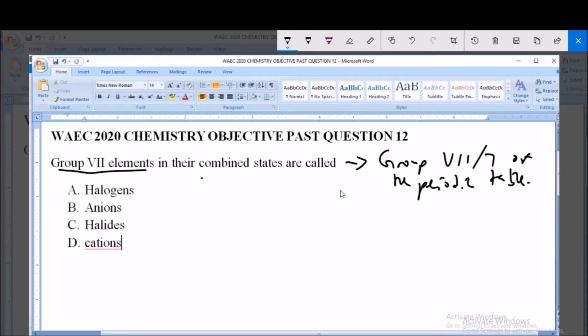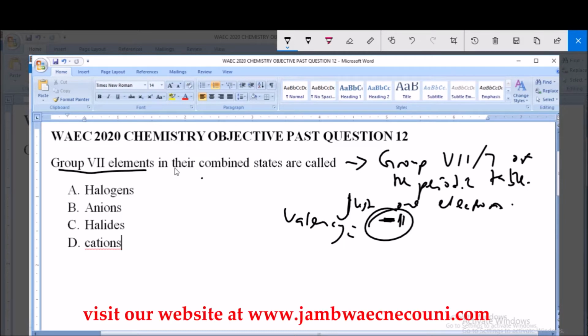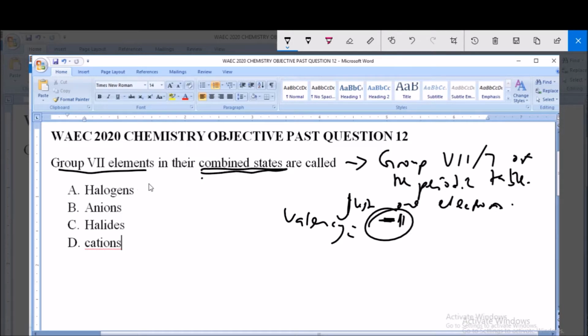Now these elements are highly reactive and they require just one electron to achieve the octet state. So their valency is -1. But we are asked what these group 7 elements are called in their combined states. When they are found in combined states, what are they called?